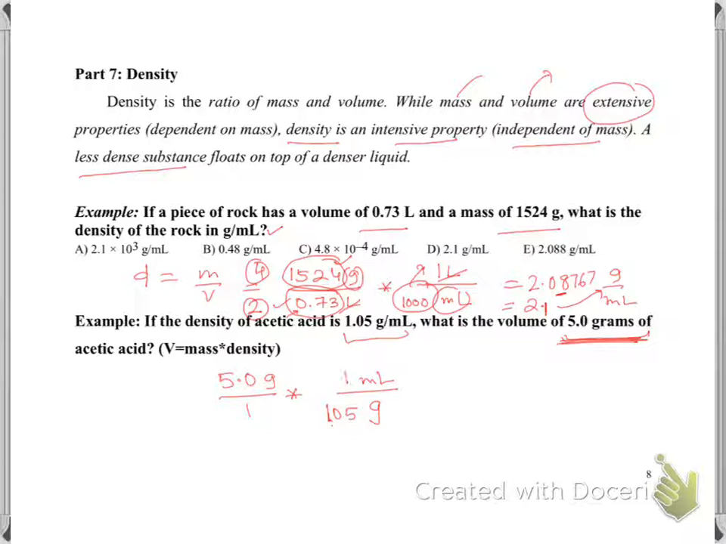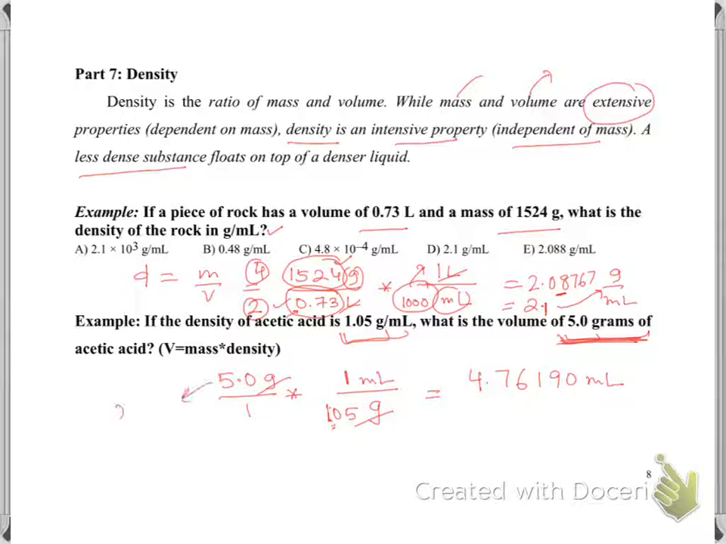1.05 grams in 1 milliliter. So that means I have to divide 5.0 by 1.05. And again, it is showing 4.6190 grams, cancel, milliliter.